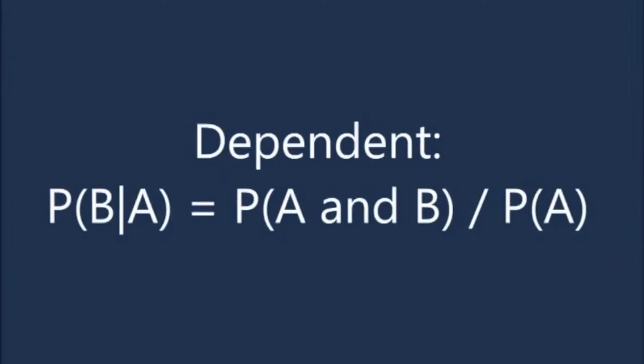If events A and B are dependent, then in order to find the conditional probability of B given A, we can divide the probability of the intersection of events A and B by the probability of event A.